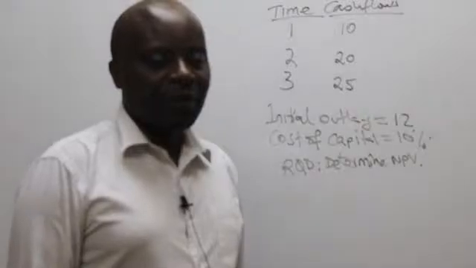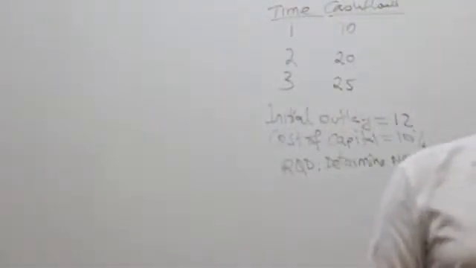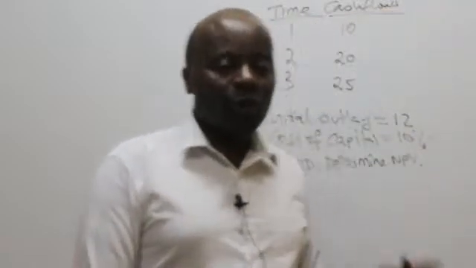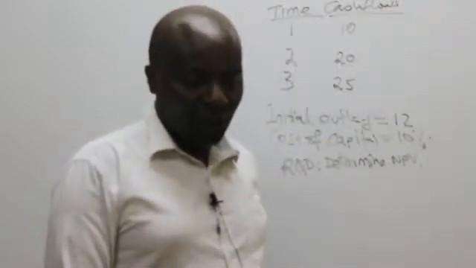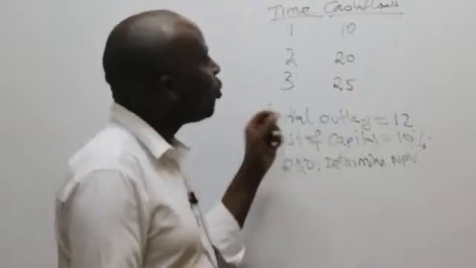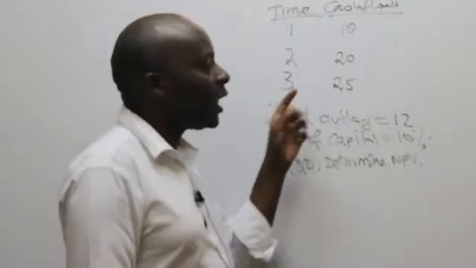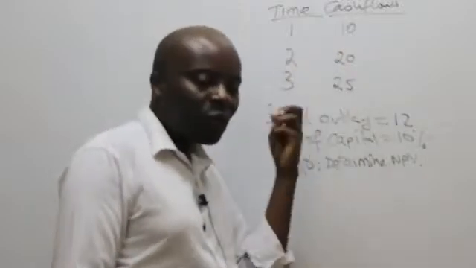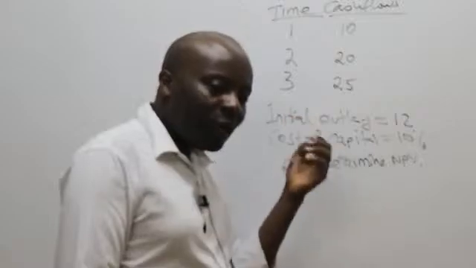Okay, so ladies and gentlemen, the first thing that I would expect you to do is to come and discount. Whenever you're told to give us net present value, the first thing you do is to discount the cash flows. When you want to discount cash flows, you must first of all understand the nature of the cash flows that you have. Like now, these are cash flows that are fluctuating. These are irregular cash flows.